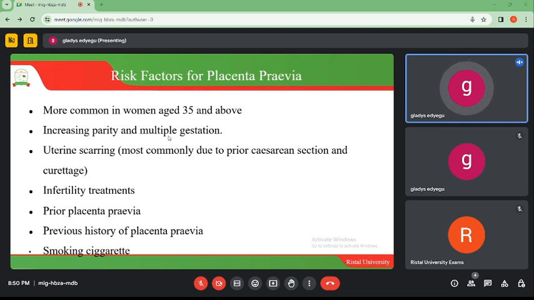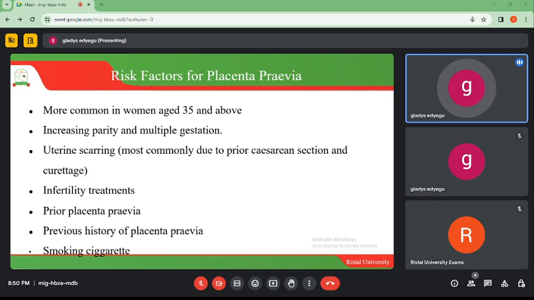So on this other slide, we are going to talk about the risk factors for placenta previa. One of the risk factors for placenta previa is more common in women who are aged 35 and above. Women of this age of 35 and above are at a high risk of having placenta previa, because they might be having many conditions that could have affected the uterus.